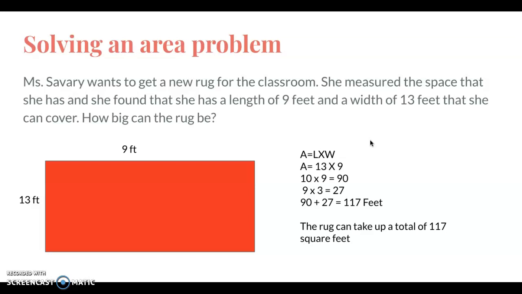Now I'm going to use the expanded form to help me solve. This is a strategy that we practiced a lot last week, so it should be easy for you to remember how to use this strategy. I took 13 and I broke it up into 9 times 10 and 9 times 3. I know that 9 times 10 is 90 and 9 times 3 is 27. I'm going to take 90 and 27 and add them together to get 117 feet. So now I know that the rug can take up a total of 117 square feet. The area of the space is 117 square feet.